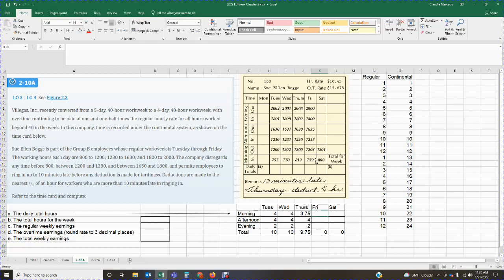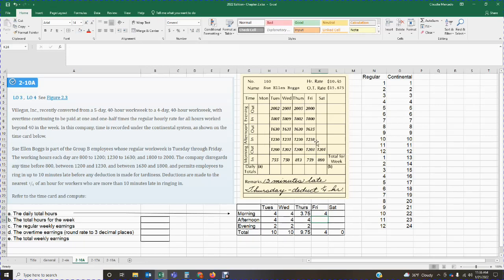On Friday, Sue gets in at 7:59 and clocks out at 12:03. These amounts or differences are permittable. You know, if you clock in early, you don't get paid. You're aware of that. And they clocked out 3 minutes late. That time is going to be disregarded. That's 4 hours for the morning.